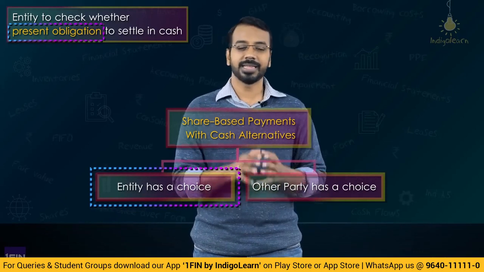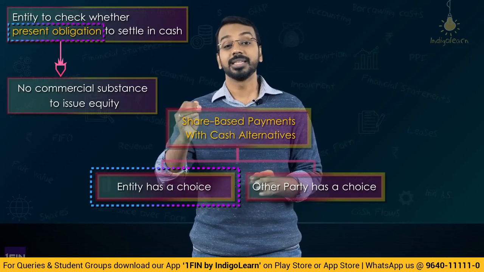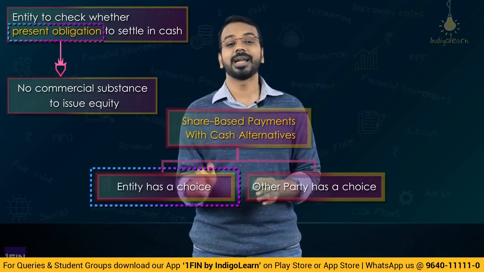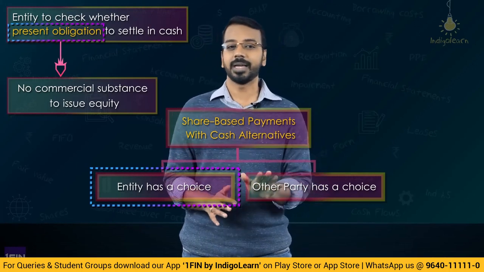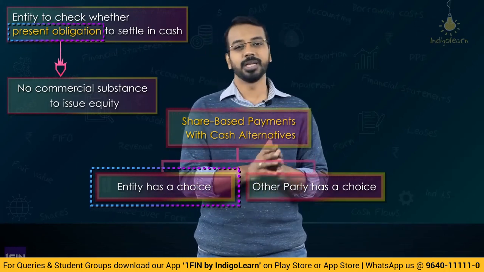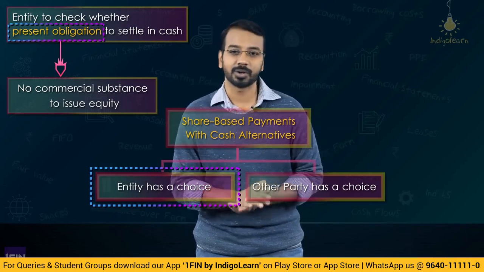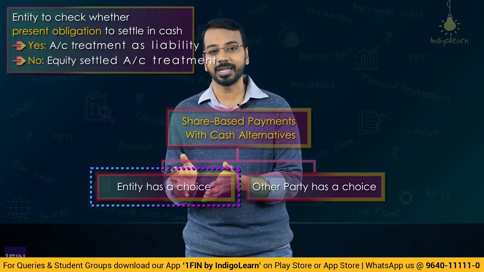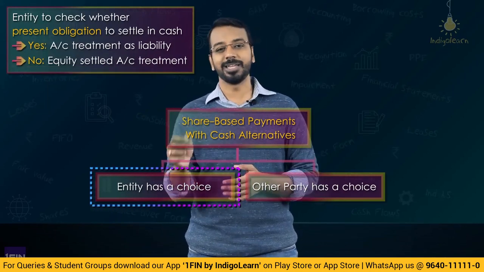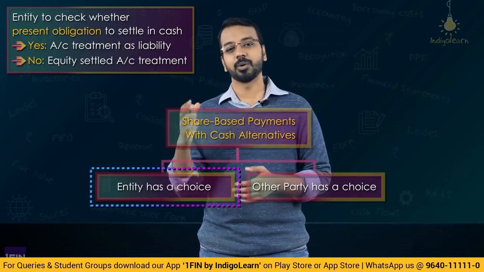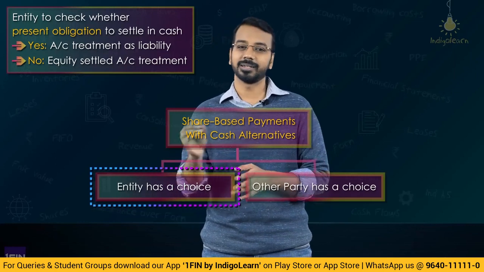In that case we say that the equity settlement does not have commercial substance, meaning to say there is a very remote likelihood that the entity will be issuing equity instruments. In that case, the entity will determine that there is a cash settlement obligation, and hence it will be accounted as a cash settlement share based payment transaction. Means you will debit the expense or asset, and you will create a liability. The liability will be remeasured at the end of each reporting period. Subsequently, when the liability is settled, you will debit the liability and credit the bank account.